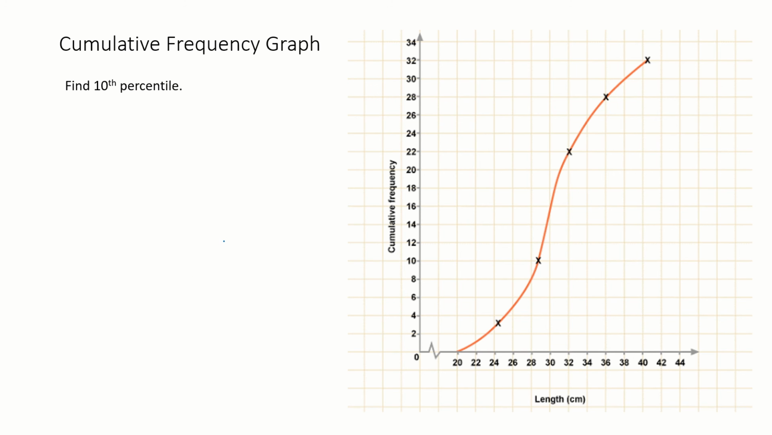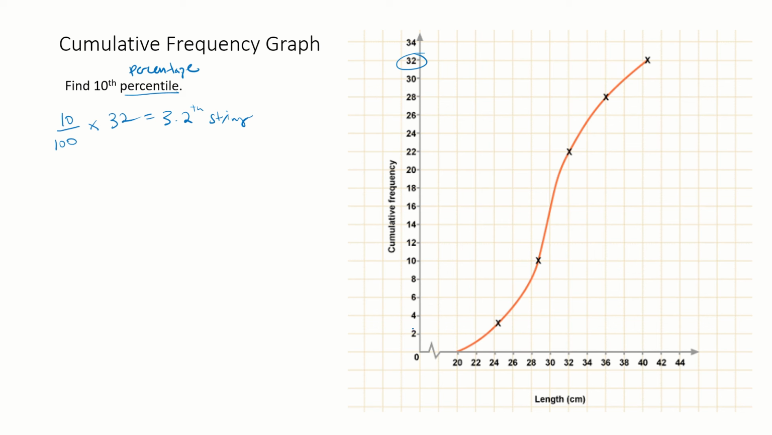Now, next thing is to find the 10th percentile. The word percentile comes from percentage. How do you find this? We have 32 items, or 32 strings here. So we're going to find the 10th percentile string. 10 percentile means 10 over 100, because percentage is over 100, times 32. So this will get us 3.2. So the 3.2 string, right?